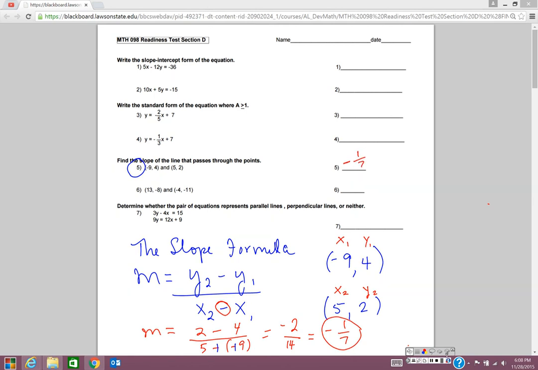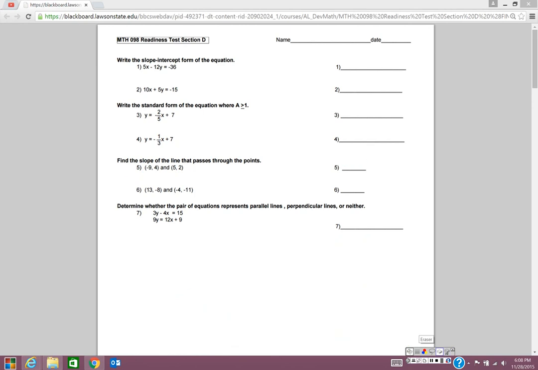Next, number 6. Alright, so let's call this x sub 1, y sub 1, x sub 2, y sub 2. And what I want you to do is say out loud the slope formula without looking at the slope formula. So I'll give you 5 seconds to do that. Alright, it is y sub 2 minus y sub 1 over x sub 2 minus x sub 1.